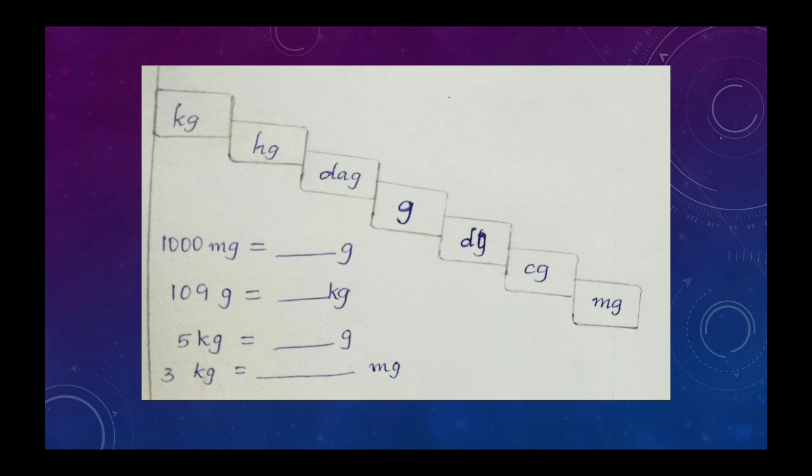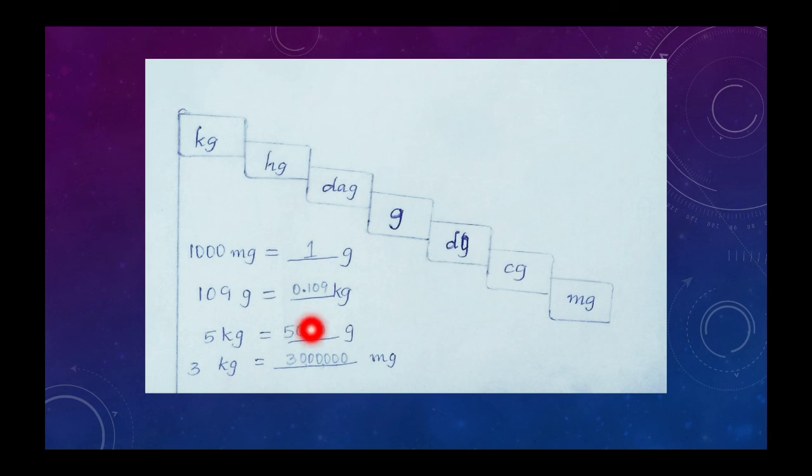Next, 5 kg to dash gram. Kg to gram. So multiply each step by 10. 3 steps are there. So multiply by 1000. 5 into 1000, 5000 gram. 3 kg is equal to dash milligram. Kg to milligram. Write 3 here. How many steps? 6 steps. So 3 into 10 into 10 into 10 into 10 into 10 into 10. Okay. 3 along with 6 zeros. So 30 lakhs milligram.